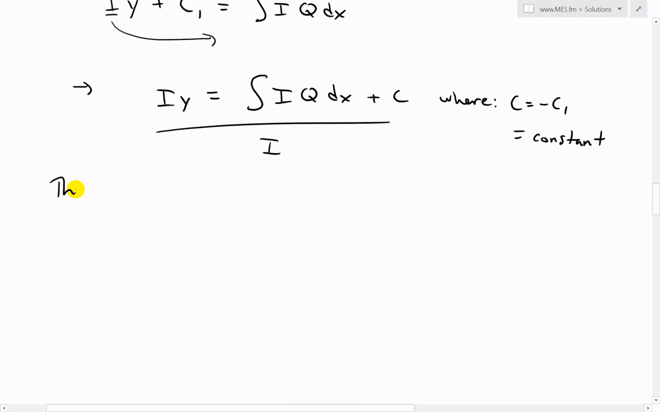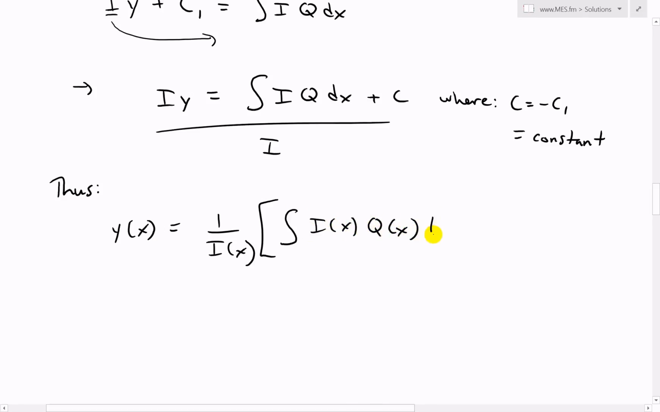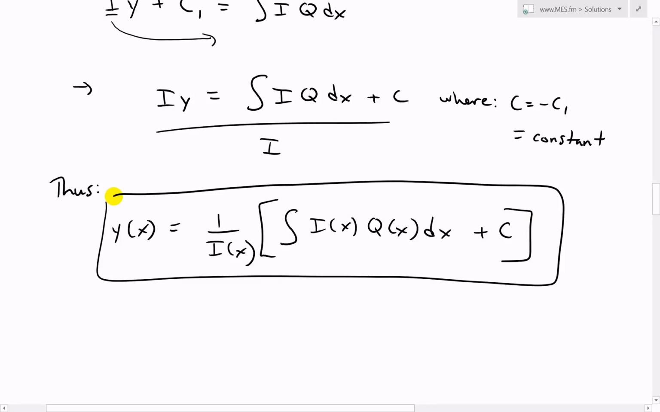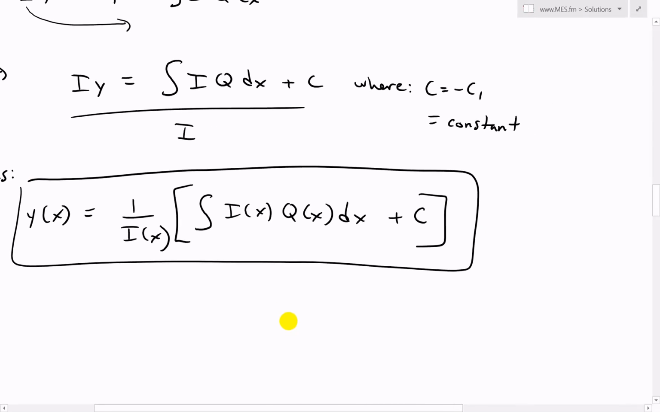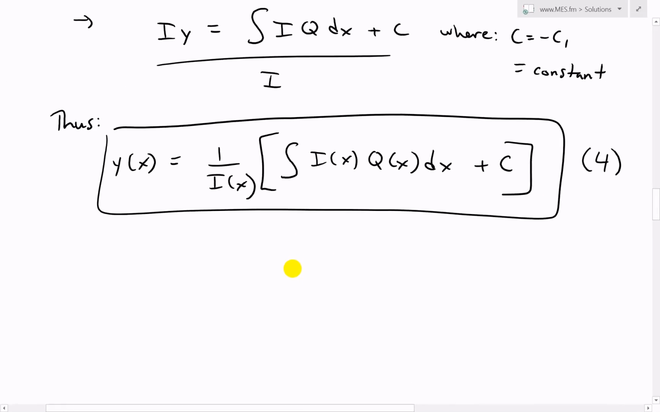So what we end up getting is y of x as a function of x is equal to 1 over I of x, and now we're dividing out by everything including c, which is a constant, so we get overall the integral I of x, put this here for completeness, times q of x times dx plus c, and there it is. This is the general solution of the first order linear differential equation, and I'll write this as equation 4 because I'll reference this later on.